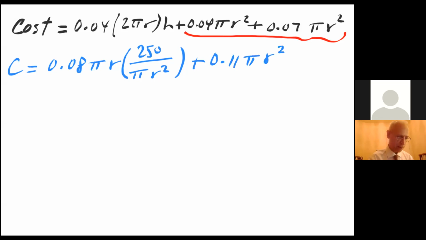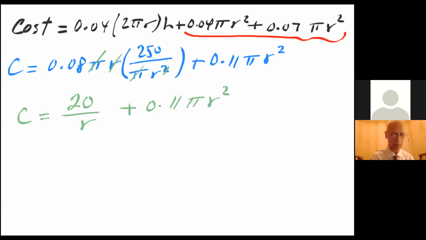Okay, I can simplify a little bit. So I have cost equals 0.08 times 250. Just to double check, 250 times 0.08, okay, 20. So this pi cancels this pi, and this r cancels one power of this r squared. So I have 20 over r plus 0.11 pi r squared. And notice now I have a rational function, once again with the understanding that the radius is positive and the height is positive. So I'm going to be looking at pretty much my graph, but in quadrant 1.